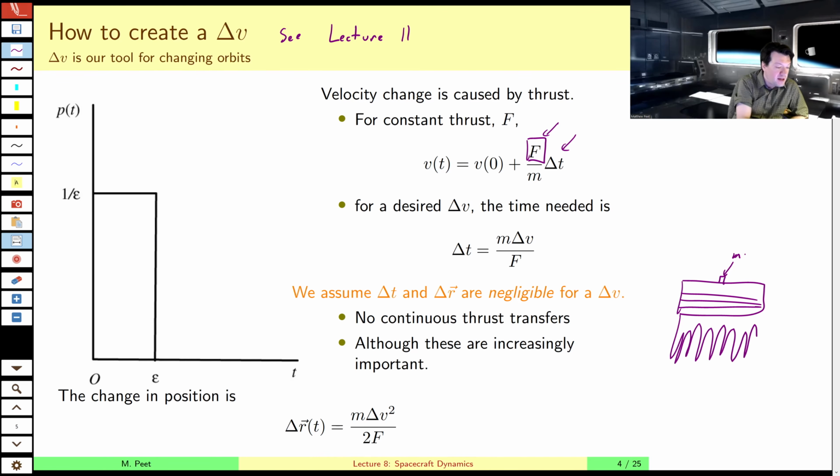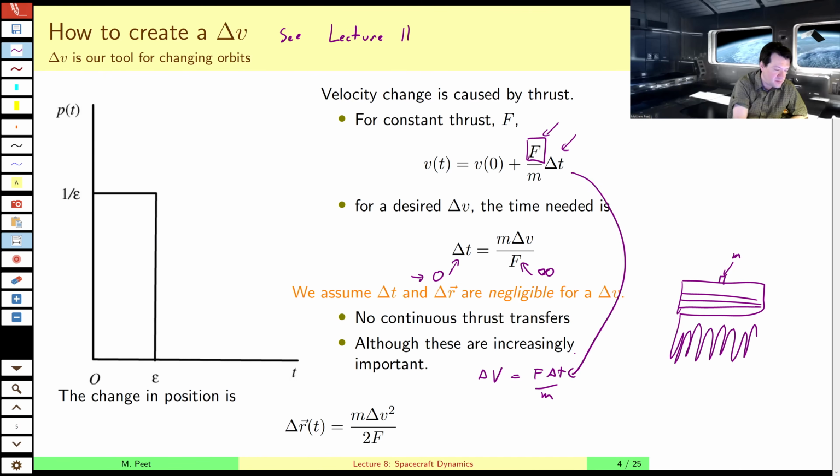Now, in our case, we assume that this thrust is infinitely high, and hence our delta T goes to zero as we increase our thrust to mass ratio. Right. So in order to find our delta V, we just have delta V equals F delta T over M, moving the V naught to the other side.